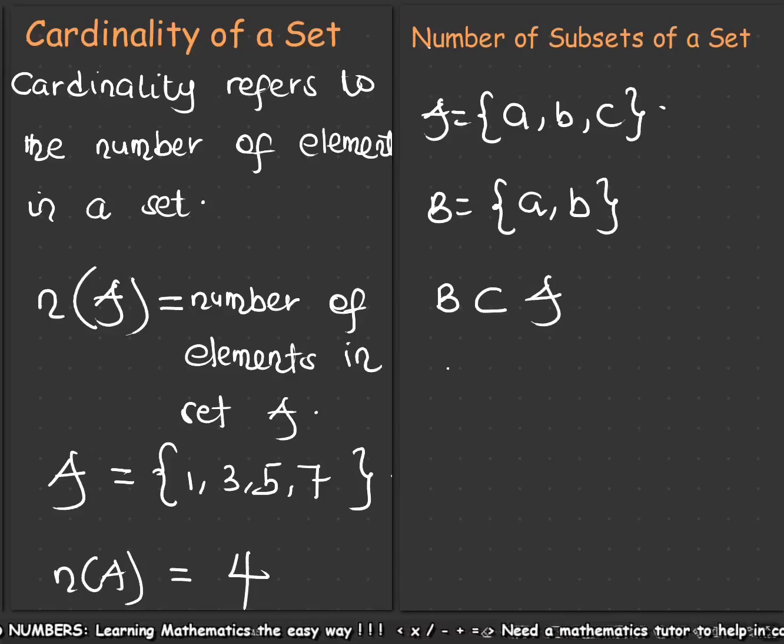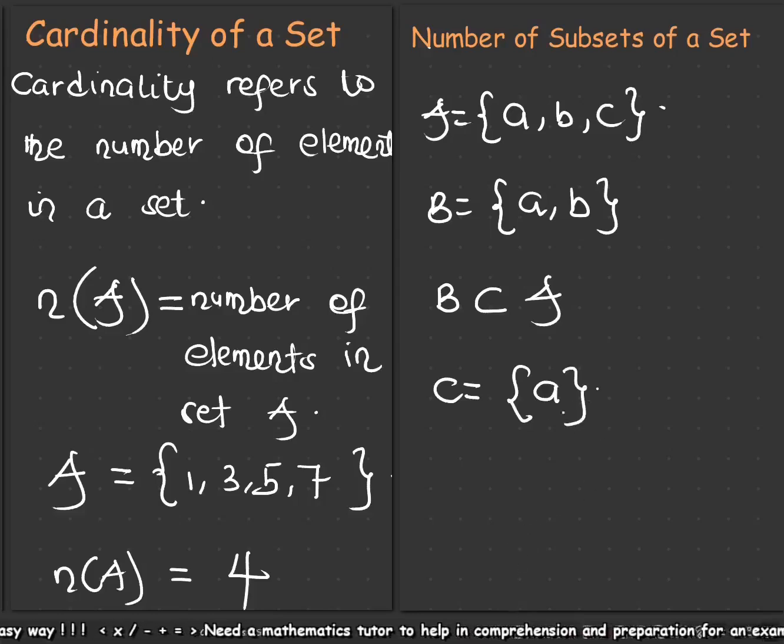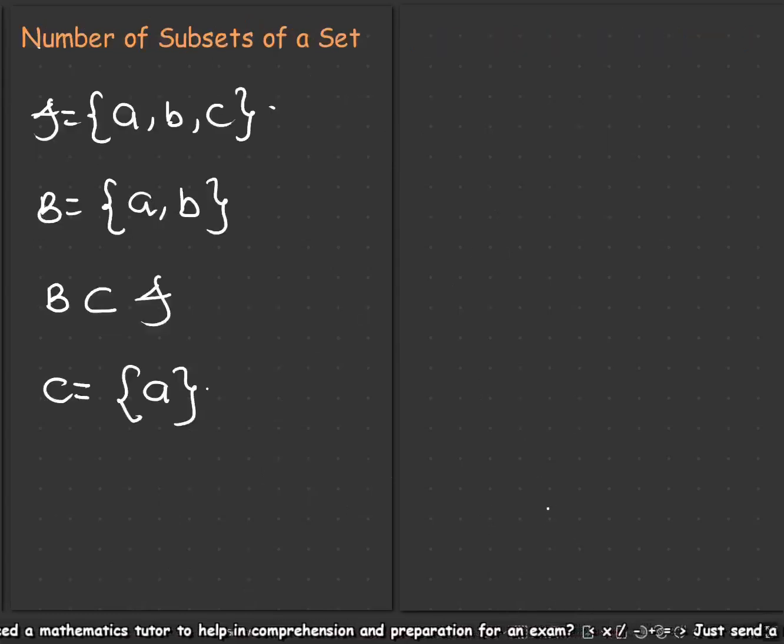Apart from set B, we can have so many subsets as well. If I name this set C, and it has just one of these elements, you realize that set C is also in set A. So a set can have so many subsets, and hence we want to look at how many subsets a set can have at a time.